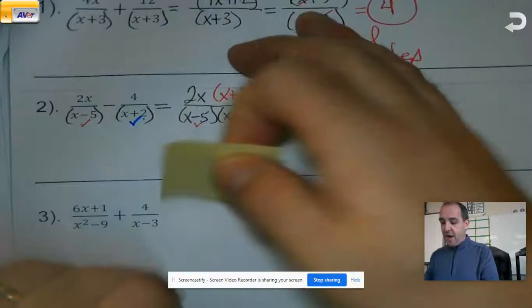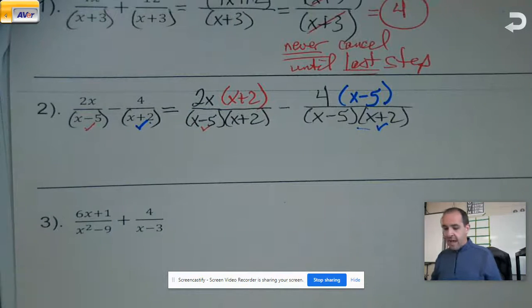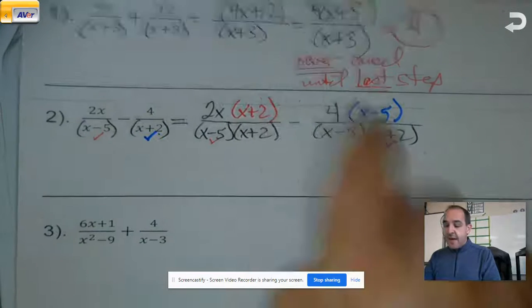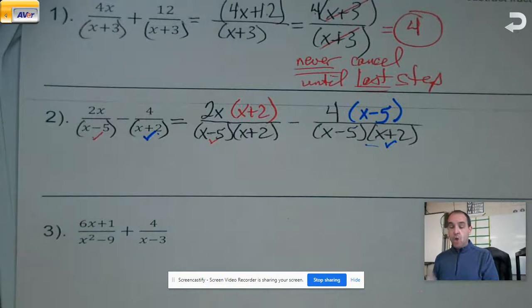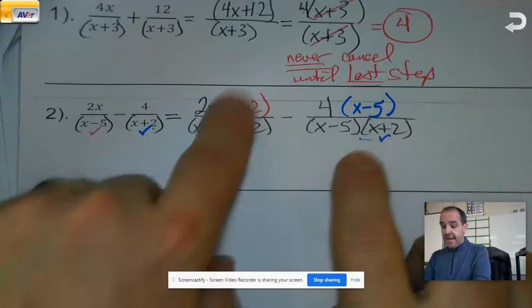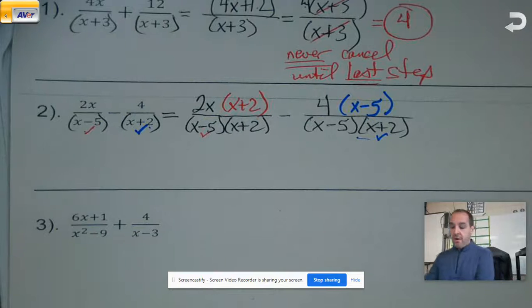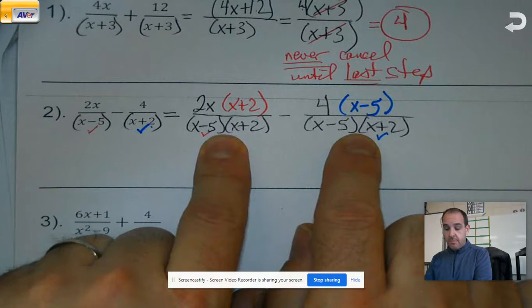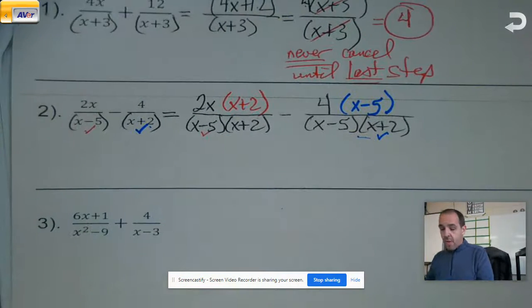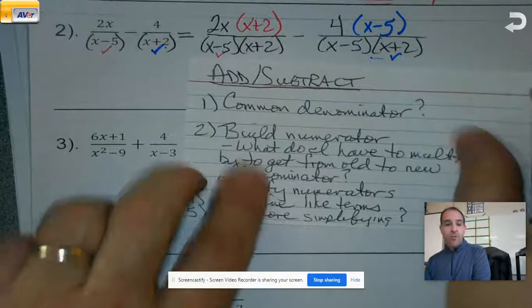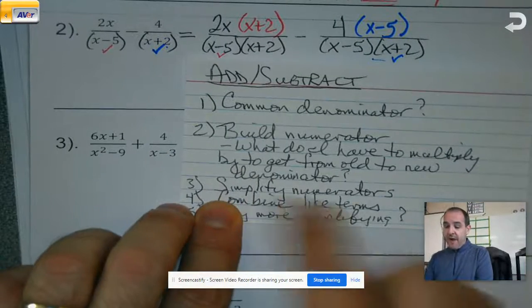Now, here's the part you have to watch out for. Okay? You notice I said never cancel until the last step. Do not cancel those because now you're right back where you started and we don't have a common denominator anymore. Now we have a common denominator. So what do we do? Okay, once we have the numerator built, simplify the numerators.